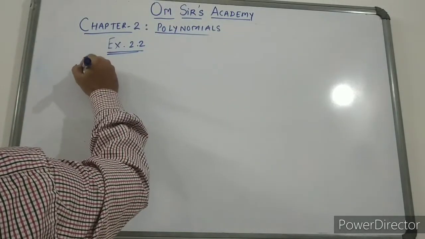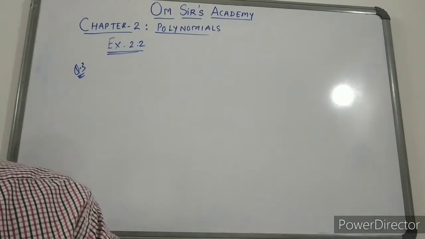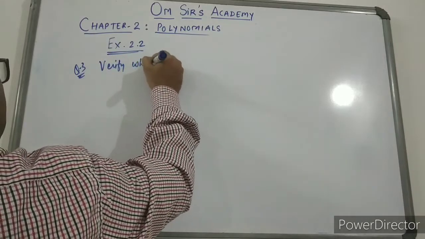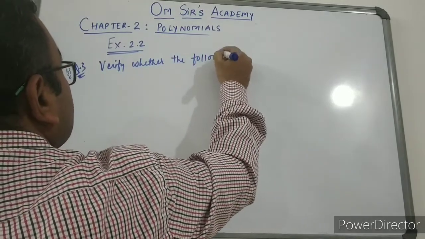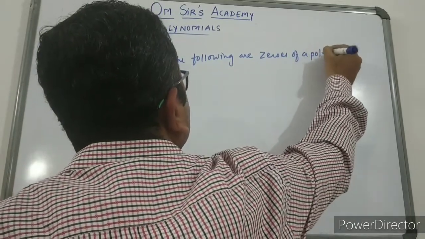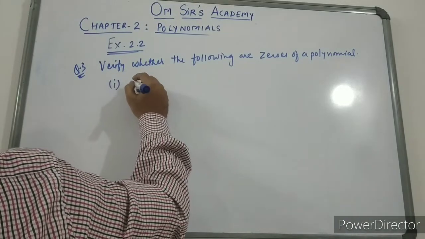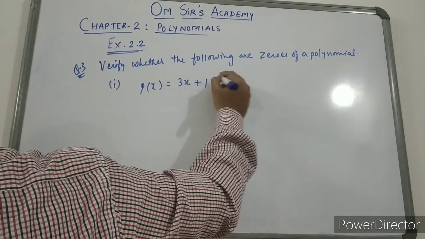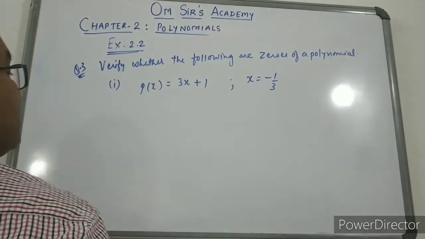Third question is: verify whether the following are zeros of the polynomial indicated against them. So the first one is P of x equals 3x plus 1 and the value indicated for x is minus 1 upon 3. So let us find.